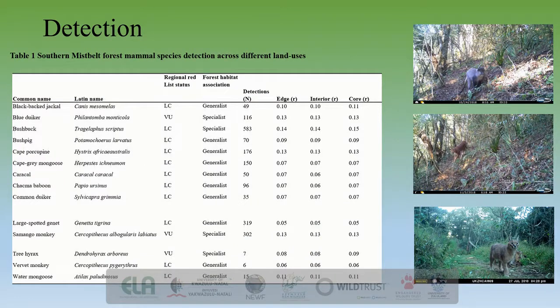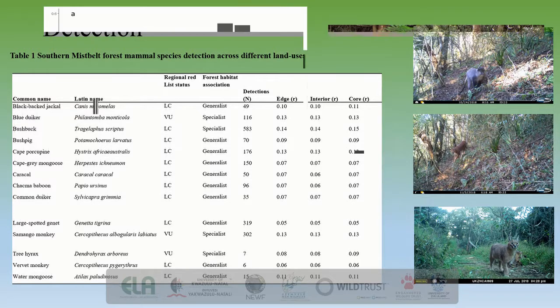Detection probability for most mammalian species in our study in the southern Mistbelt forests showed little to no variation. However, the bushbuck and the tree hyrax were more likely to be detected at the core. The core area is predominantly associated with dense vegetation and a closed canopy, which may provide these species with cover from both aerial predators such as the crowned eagle, which is known to prey on these 2 species, and terrestrial predators.